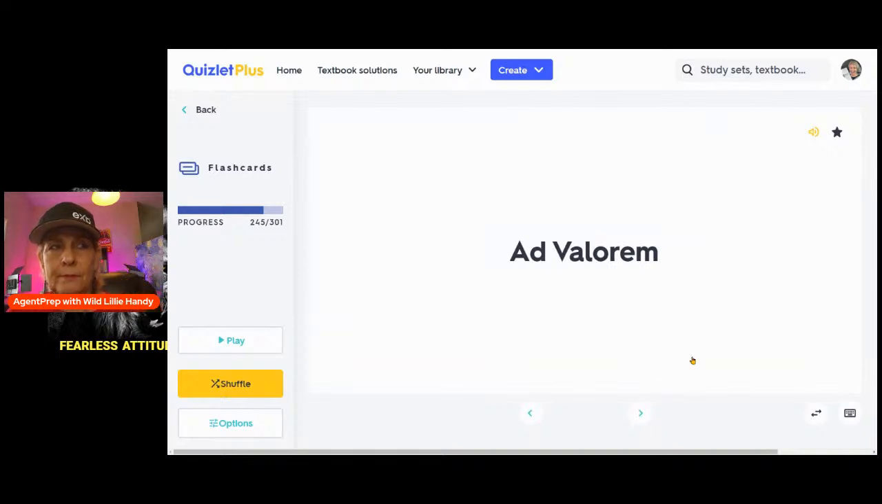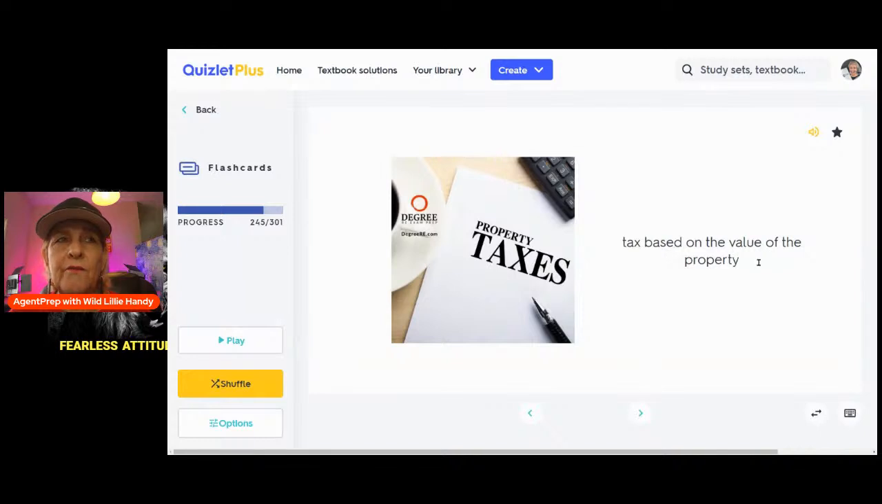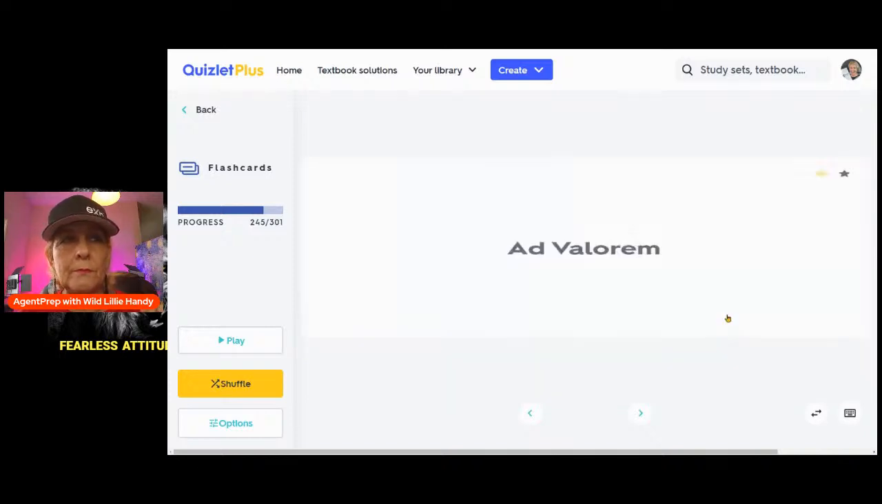Ad valorem. Tax based on the value of property. So it is on property taxes. Tax based on the value of the property. And this is not on the value that we come up with for a CMA or that an appraiser comes up with. This is by the assessor, the county assessor. They have their own algorithm for how they come up with an AVM, right? Automated value. Ad valorem. So it has to do with property taxes.